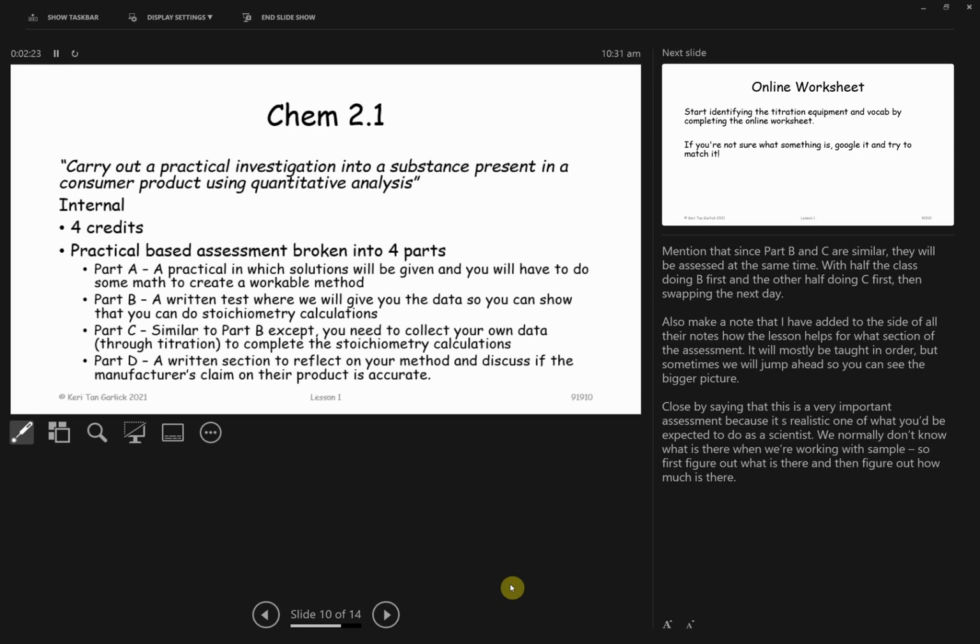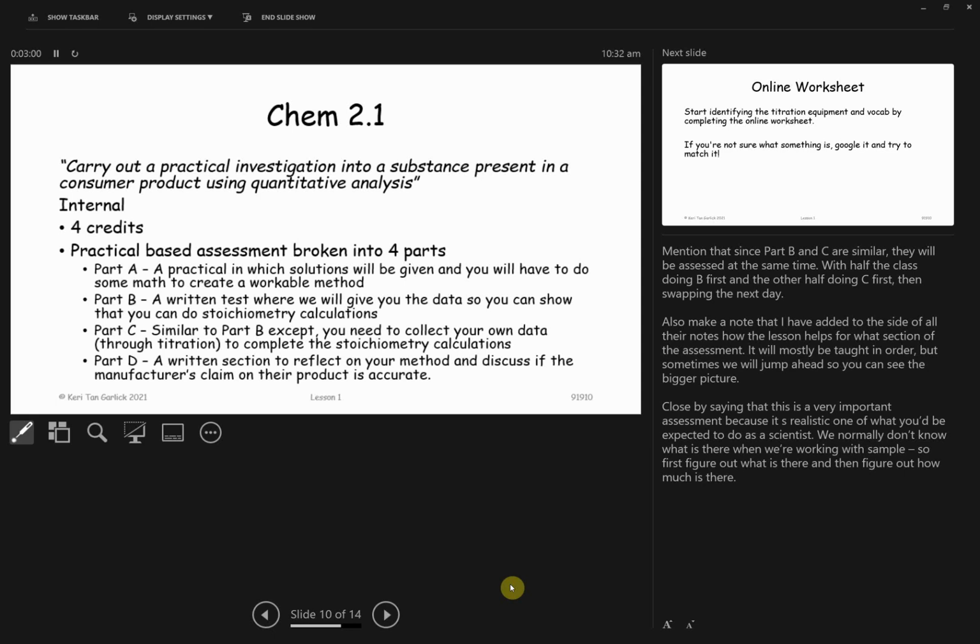Part B is just a written test, just to do the calculations. Part C has very similar calculations to part B. The difference is that you will be doing the titration and collecting the data yourself. The good news is, for part C, I will allow you to work in pairs. There are also certain sections where I'll allow you to bring in a checklist or cheat sheet to help support you so you can remember everything to do on the assessments. So that's part C. And then part D is your evaluation and write-up.